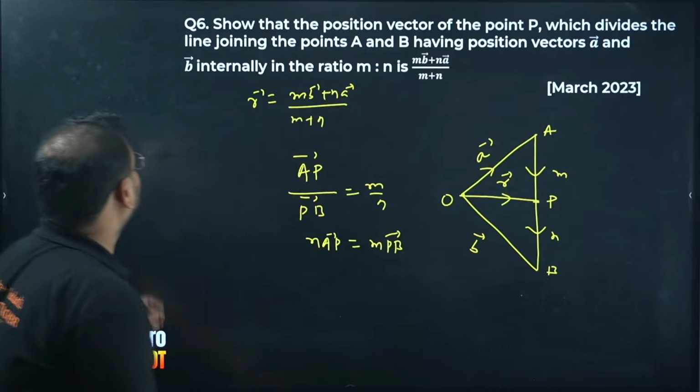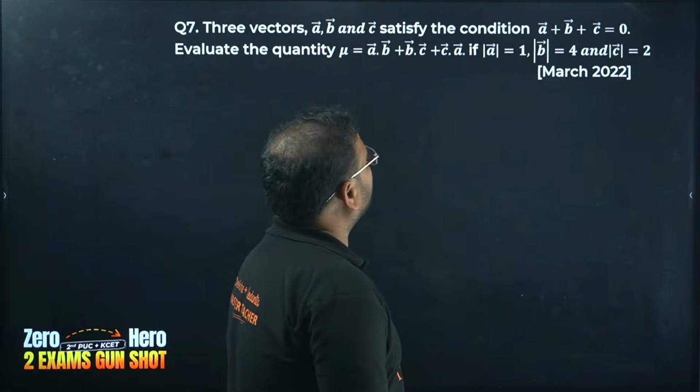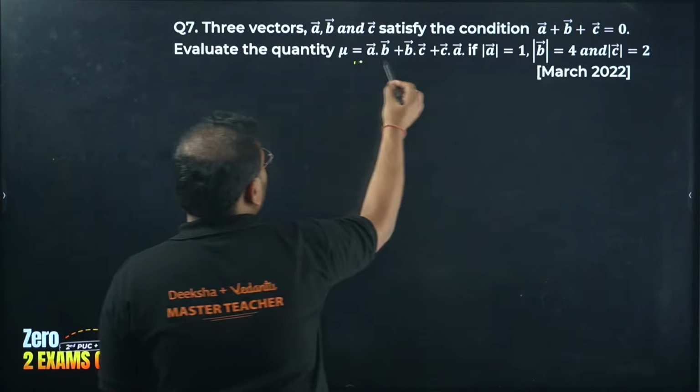Yes. Next. Three vectors A, B, C satisfy the condition A plus B plus C is 0. They are asking us to find the value of A dot B, B dot C and C dot A.